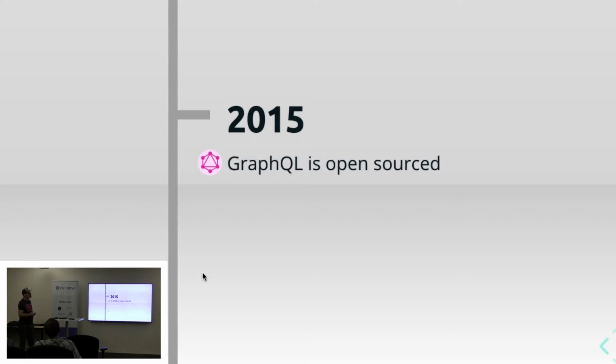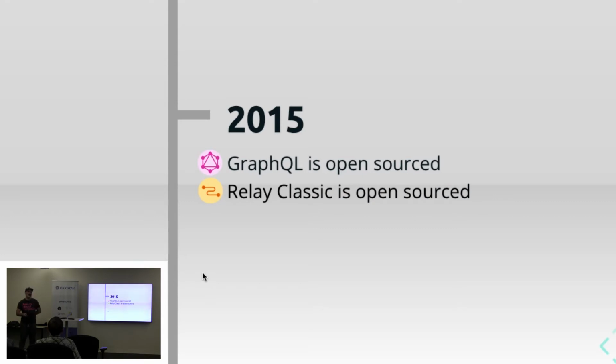So they open source it, and they create what is called the reference implementation, which will use JavaScript. At that time, they also decided to open source what will be the Facebook client, and this is now called Relay Classic. And a lot of people started using GraphQL with Relay at that time.